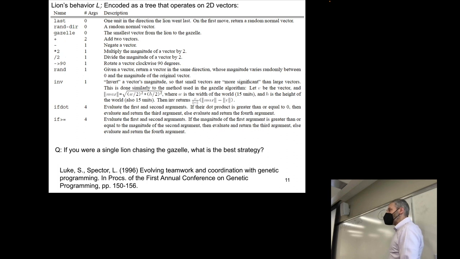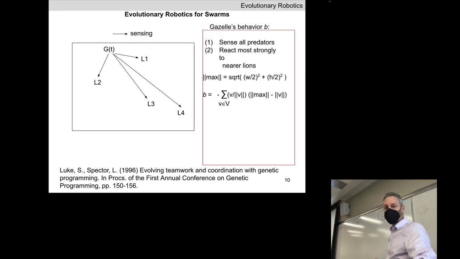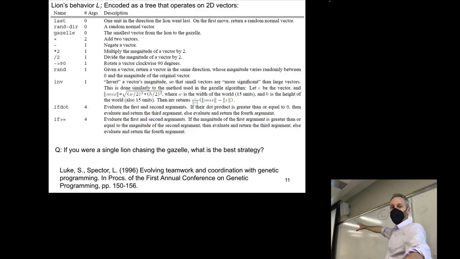Remember that the genotype here is encoding the phenotype, or the behavior, not for an individual lion, but for all four lions. So we're going to take this genotype and drop it into L1, L2, L3, L4. We're going to place L1, L2, L3, and L4 at some random position on the surface of our toroid. We're going to drop G, the gazelle, at a fifth random location and turn on the simulation.